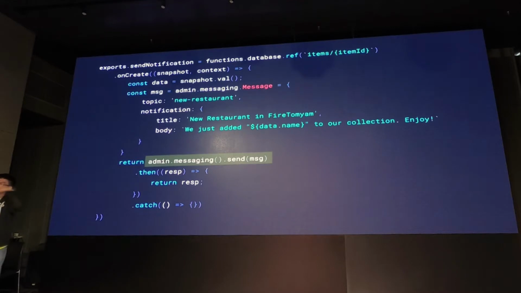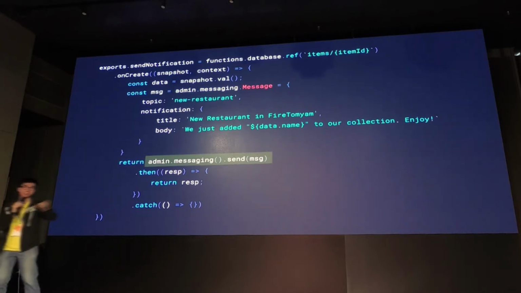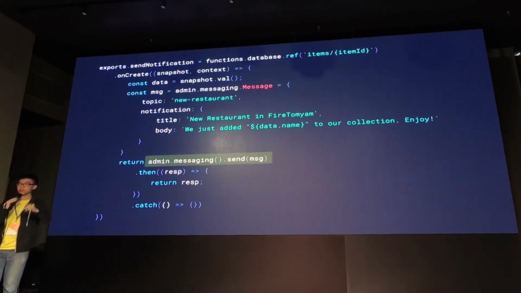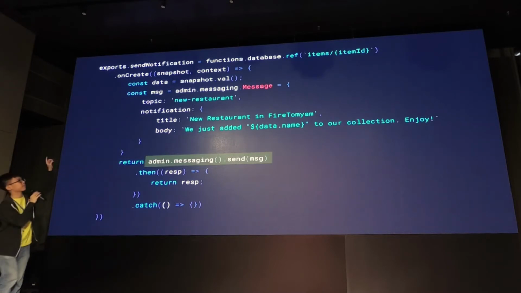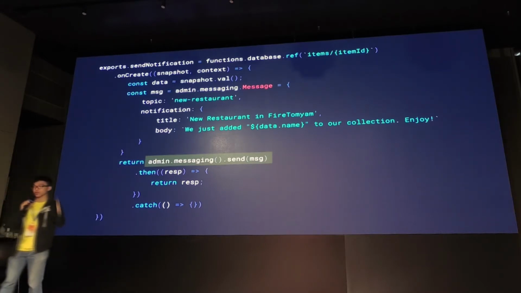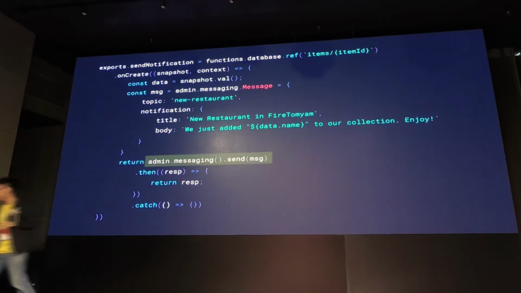Before that, we set the token to the database. Actually, we just store it inside the blank instead of the new restaurant, then only the token. In this case we basically just get the token. So what you do here is the admin messaging message. You send the notification to all users that subscribe to the new restaurant topic.